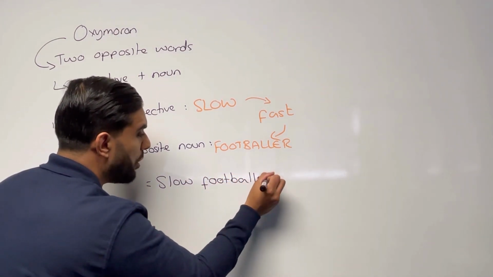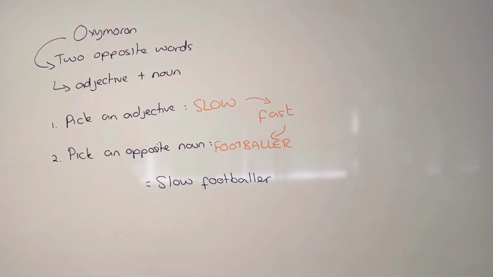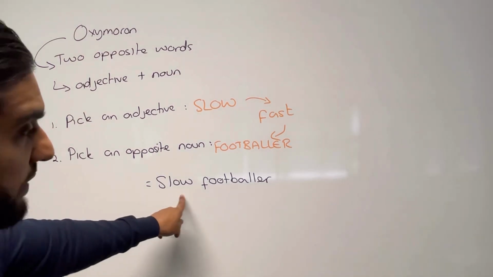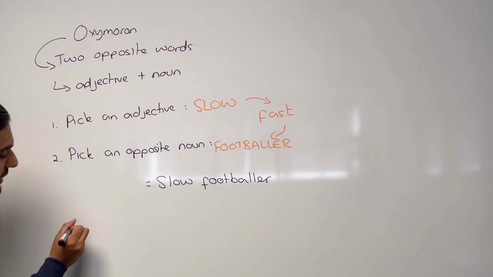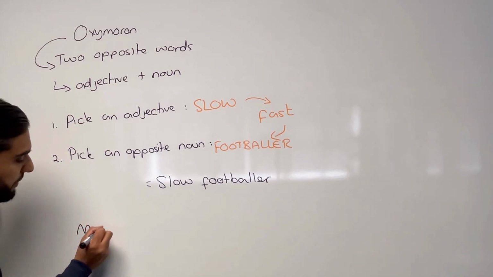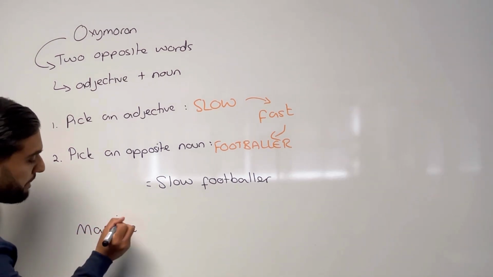We have two opposite words side by side. We have an adjective plus a noun. Let's do it again, and we can keep going and going. Let's look at the adjective massive.